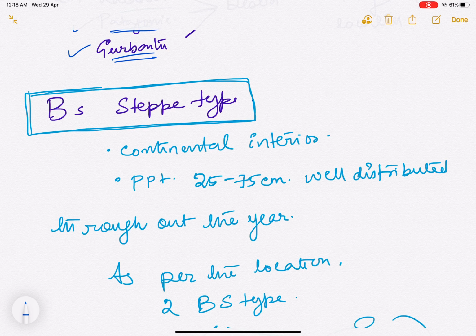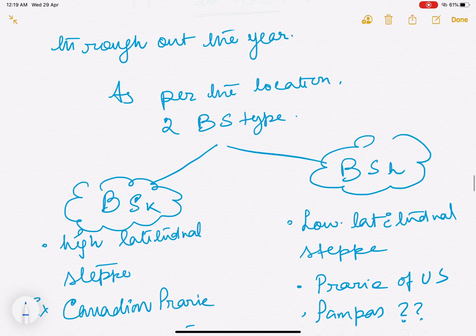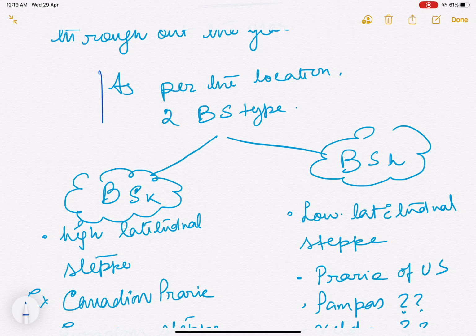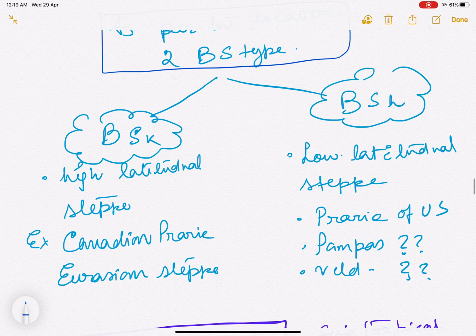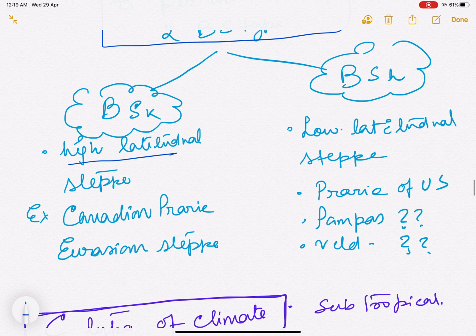Next, BS is your steppe type of the climate. The steppe type of climate is in the continental interior climate. It has a precipitation of 25 to 75 centimeter, well distributed throughout the year. Next, as per the location, there are two types of BS: the BSK and the BSH. BSK is the high latitudinal steppe and BSH is the low latitudinal steppe.